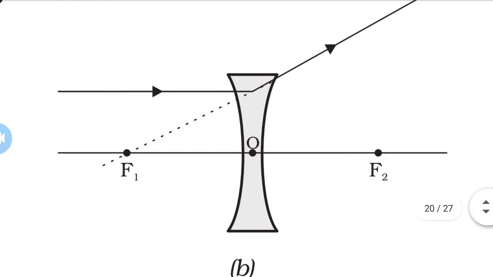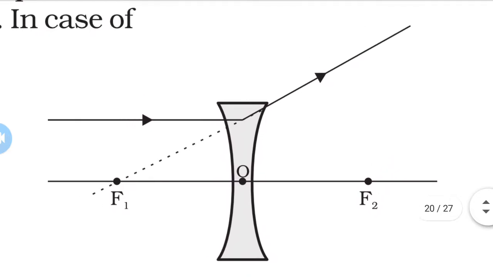Similarly, in a concave lens, a ray of light from the object parallel to the principal axis, after refraction through a concave lens, appears to diverge from the principal focus F1 located on the same side of the lens.